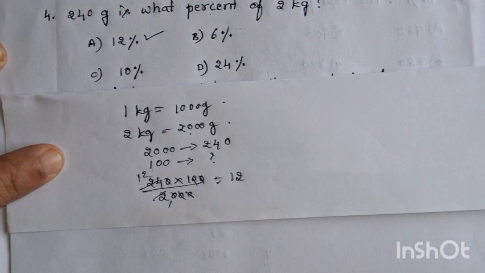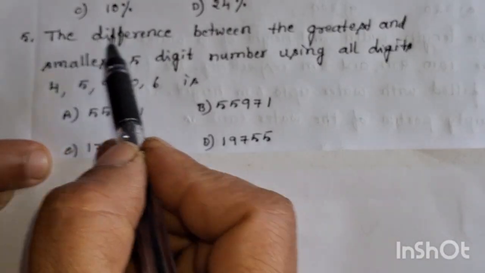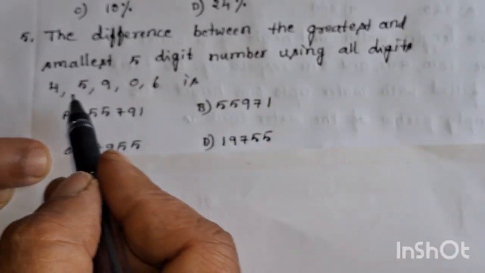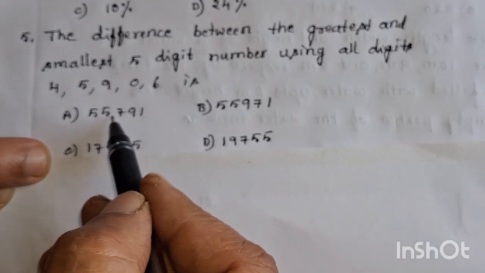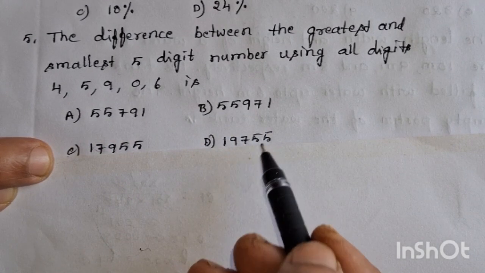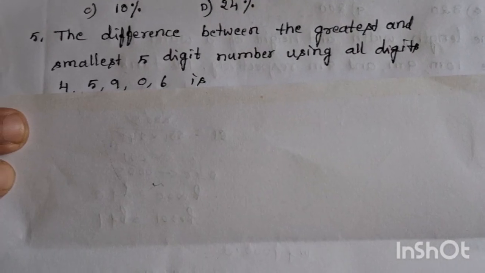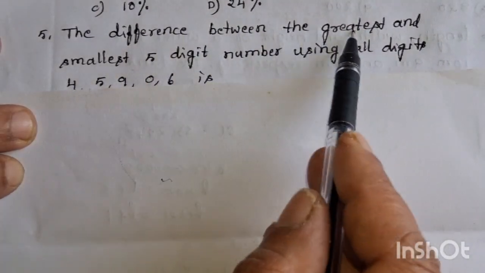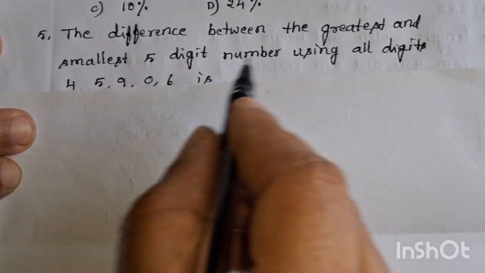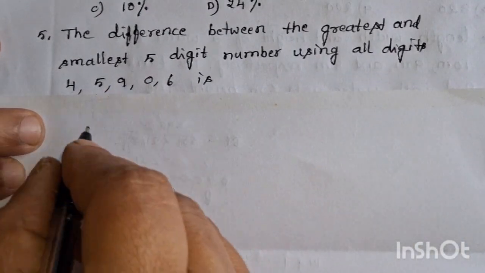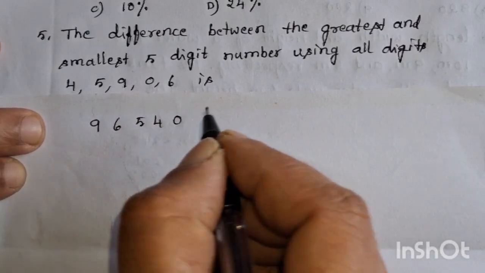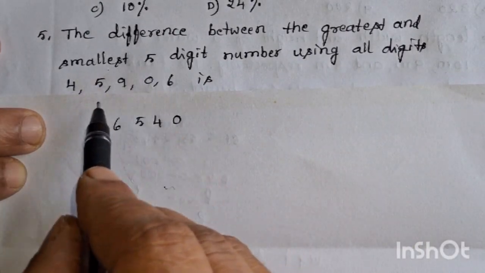Fifth question. The difference between the greatest and the smallest 5-digit number using all digits 45906 is 55791, 55971, 17955 and 19755. We must find out the difference. So first of all we write the biggest and the smallest numbers. For biggest number we start with the biggest digit, that is 9. Next go with 6, then 5, 4 and 0. This is the biggest number.